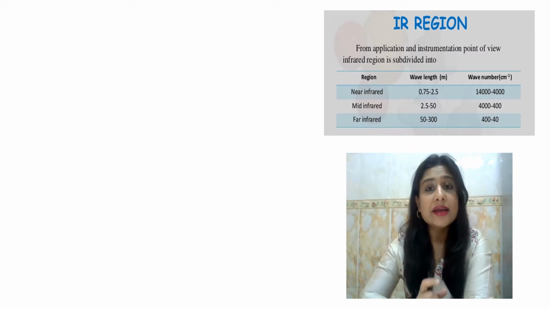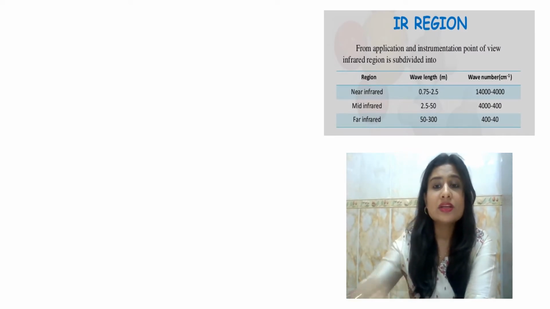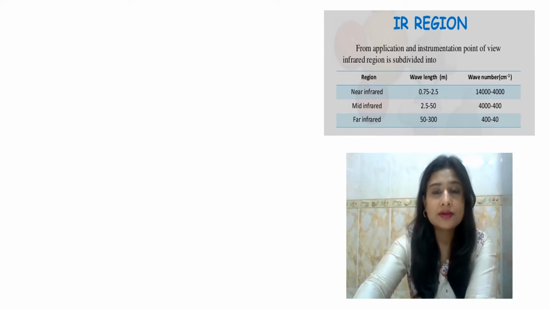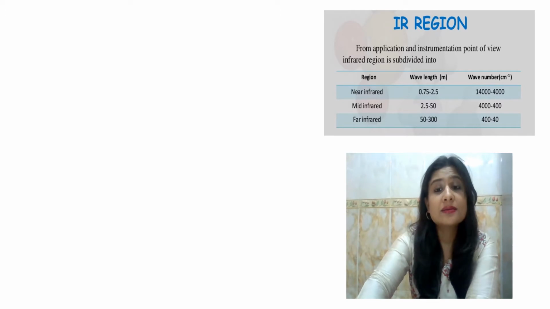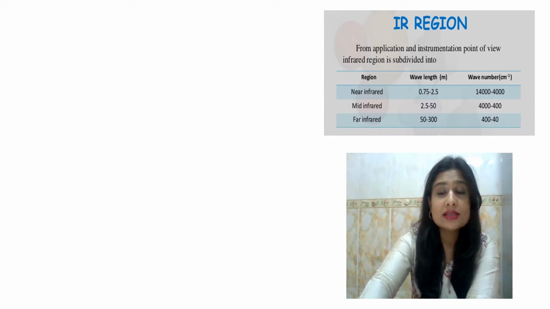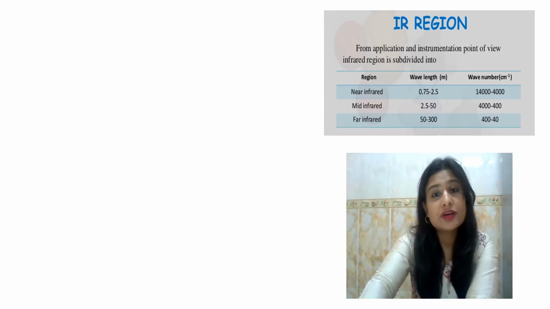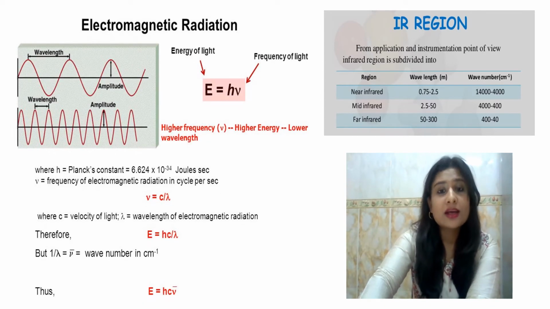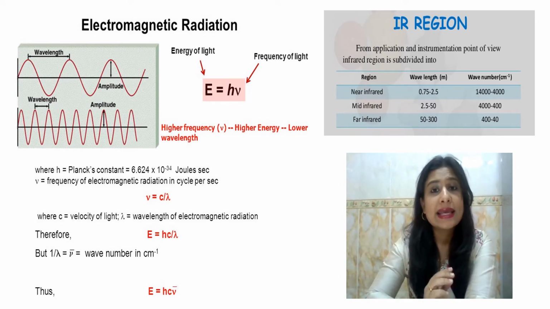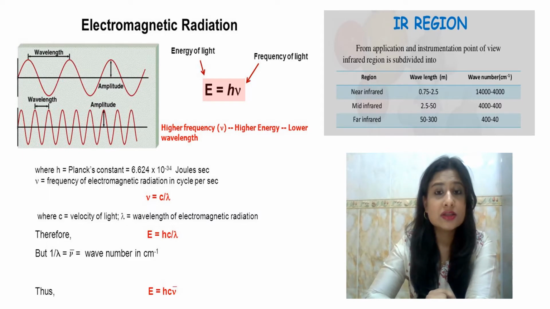The entire IR region of the spectrum is divided into three regions which are named as the near infrared, the middle infrared and the far infrared. It is the middle infrared region that is used in IR spectroscopy and it includes wavelengths ranging from 2.5 to 5 micrometers. Now, the energy of radiation can be related to the frequency of radiation by the equation that is given by Planck.